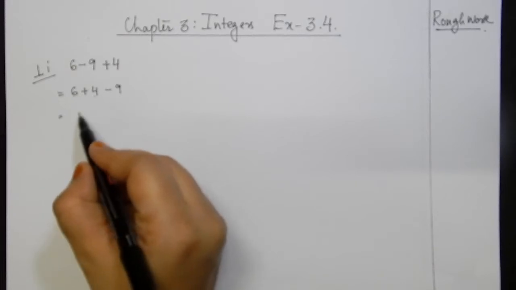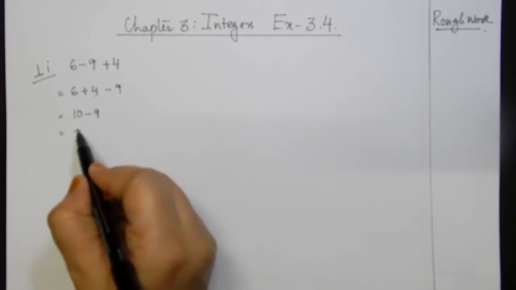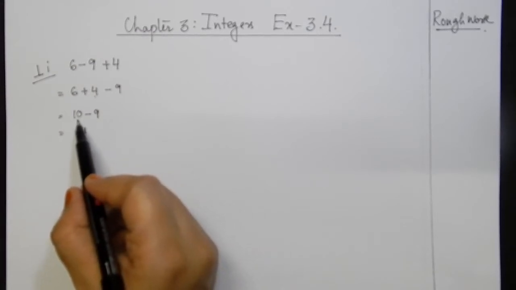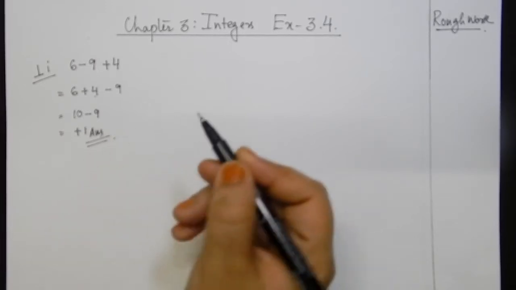So 6 plus 4 is 10. 10 minus 9 will be plus 1. Remember, because 10 minus 9 you're subtracting and the greater number is 10. So the answer is plus 1.